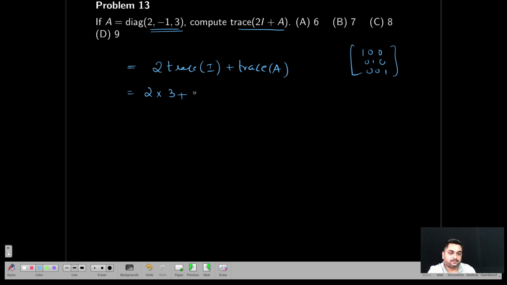3 plus 5 and 4. So 10. 10 is the answer. 10 is not in the option, so let us make it 10. So 10 is the answer.